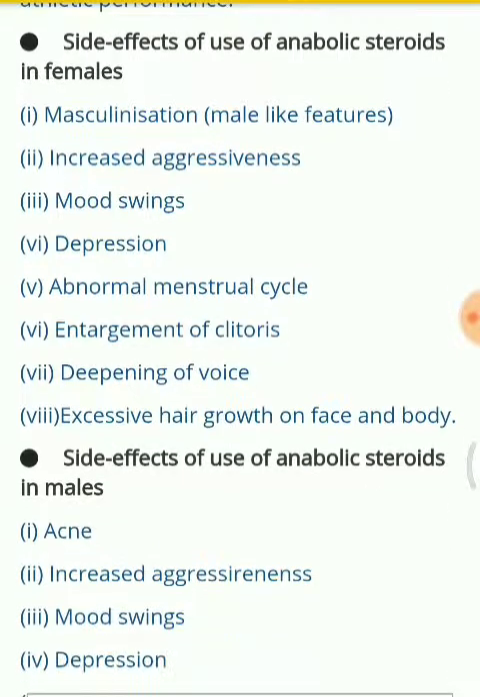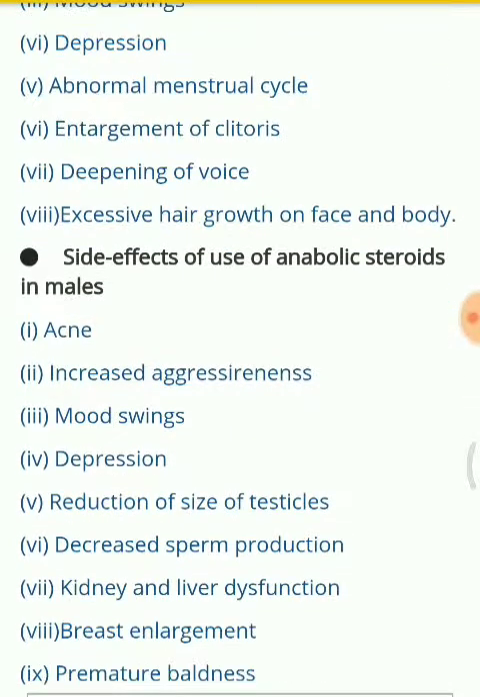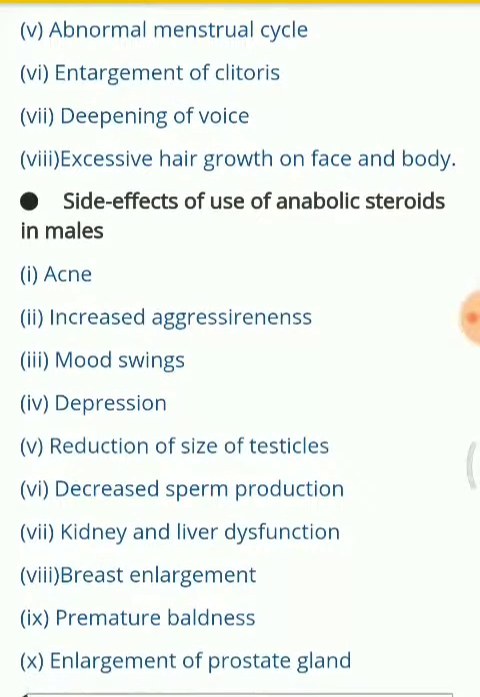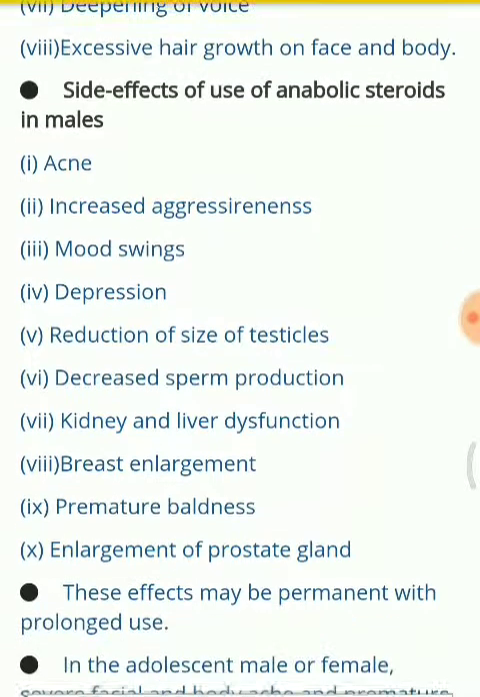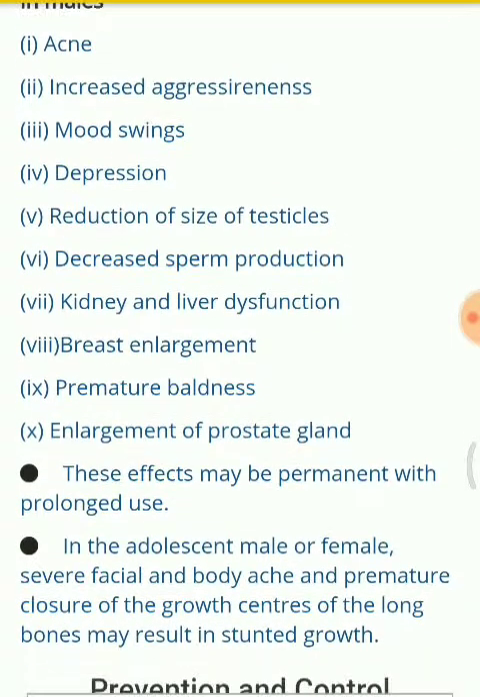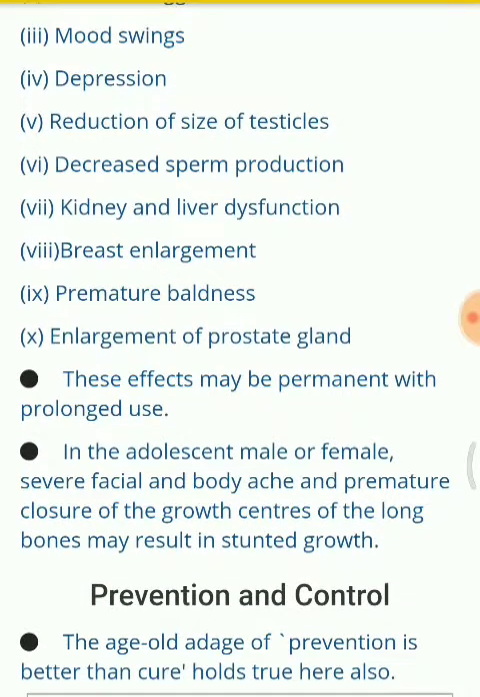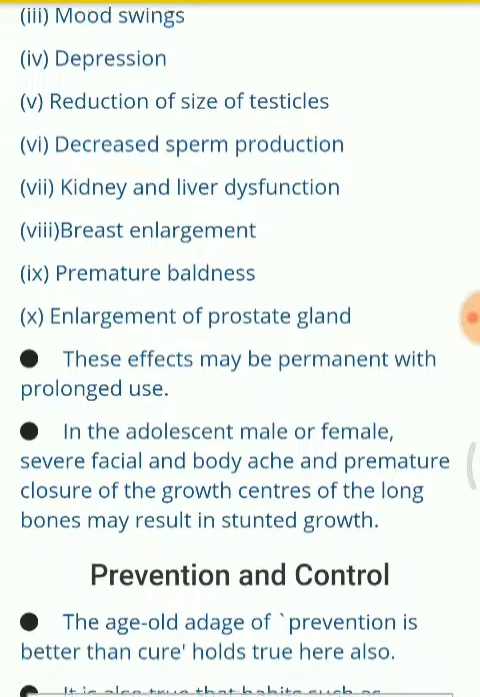Side effects of use of anabolic steroids in male: acne, increased aggressiveness, mood swings, depression, reduction of size of testicles, decreased sperm production, kidney and liver dysfunction, breast enlargement, premature baldness, enlargement of prostate gland. These effects may be permanent with prolonged use. In adolescent male or female, severe facial and body acne, premature closure of growth centers of the long bones may result in stunted growth.